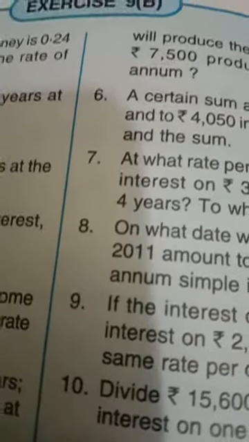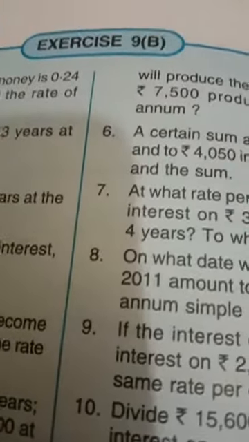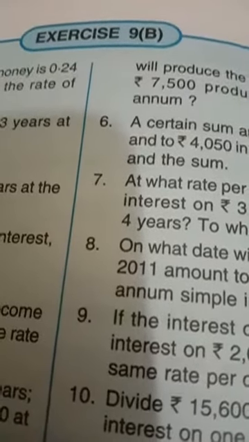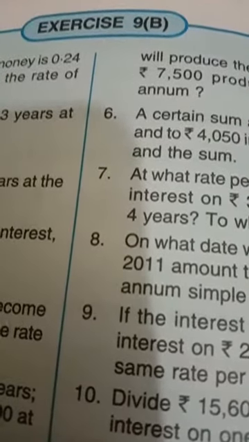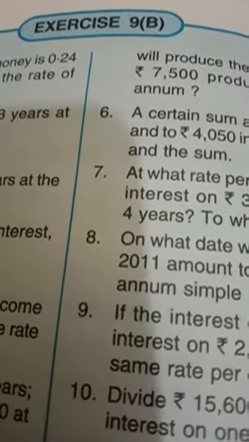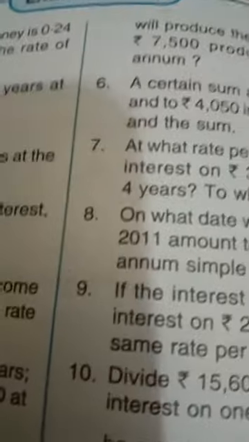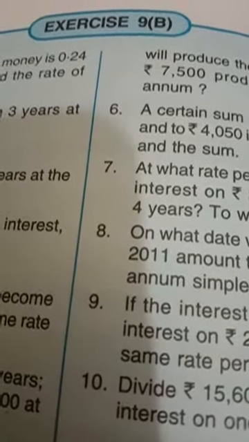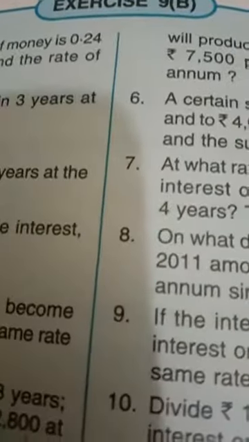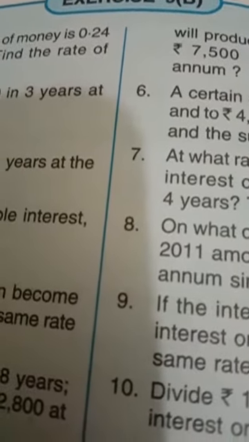Last week we learned exercise 9a, that is how to find principal and interest. Did you remember what is the formula for finding simple interest? Yes, I is equal to PRT by 100.